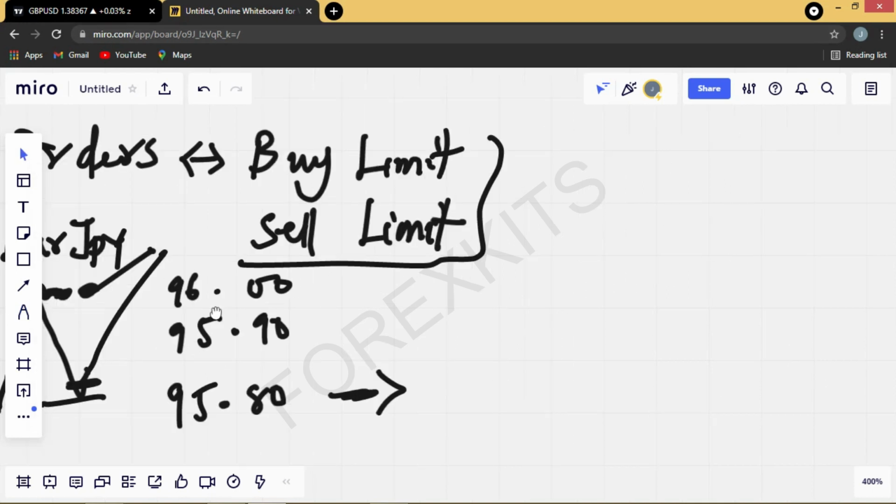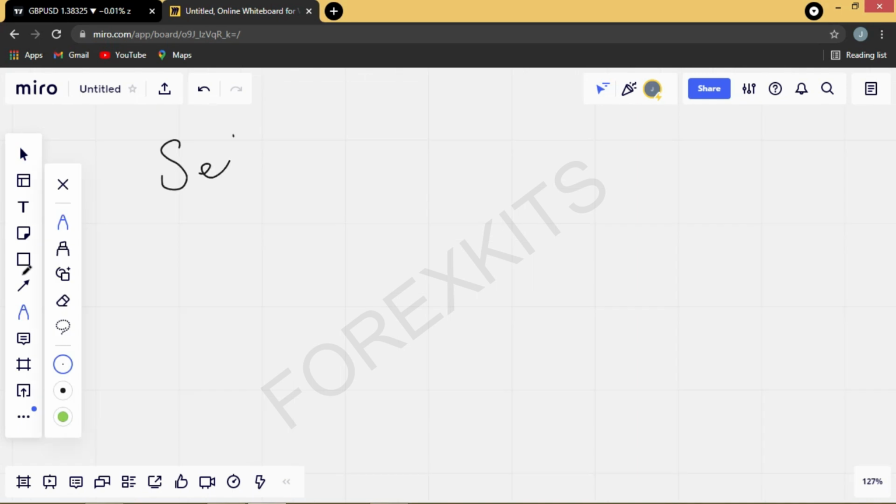Moving here for sell limits. Remember that when you're getting into a sell trade, you expect that price is going down, right? For limit orders, price has gone past your level of interest, and for sell, if you're expecting price to go down, that means that for price to go past your level of interest, your level of interest must be higher than where price currently is at.